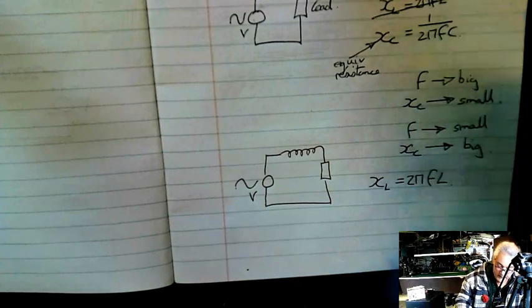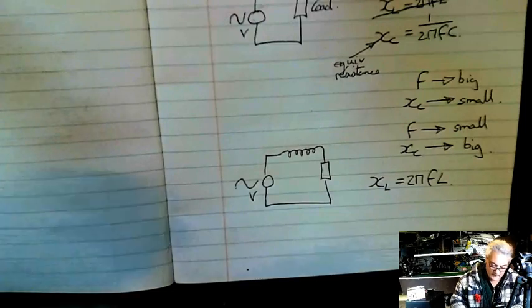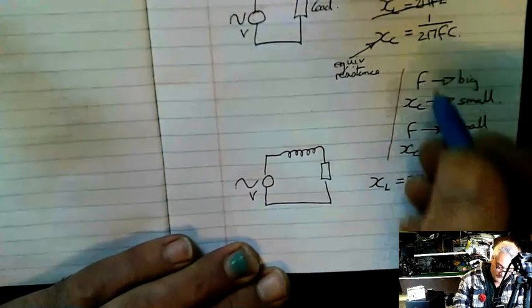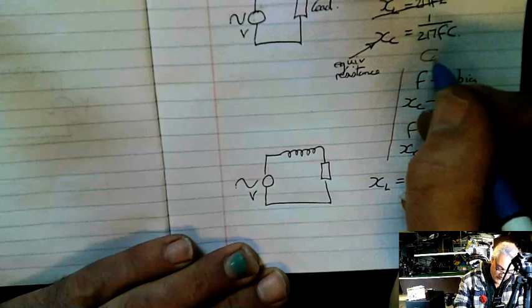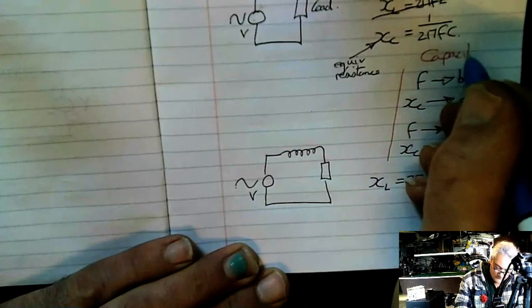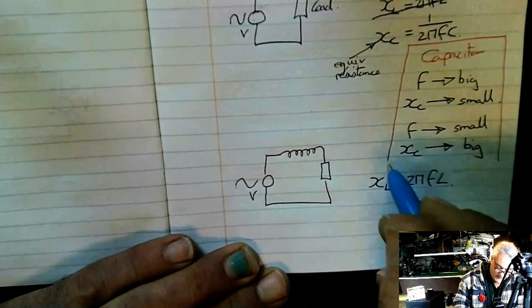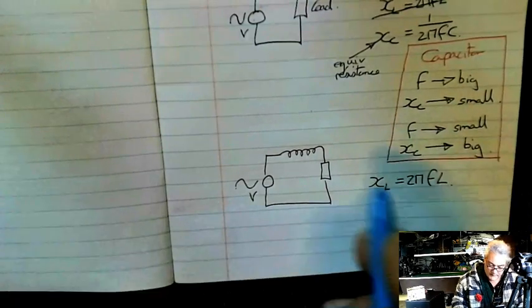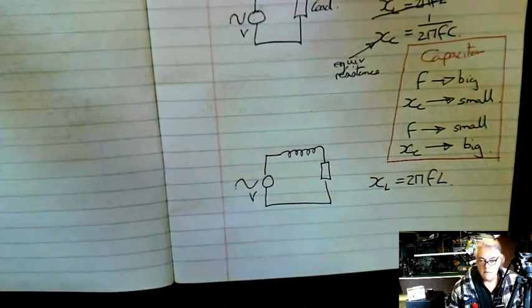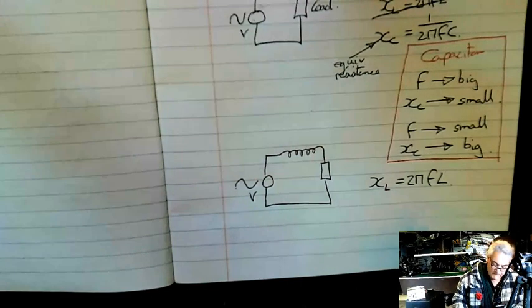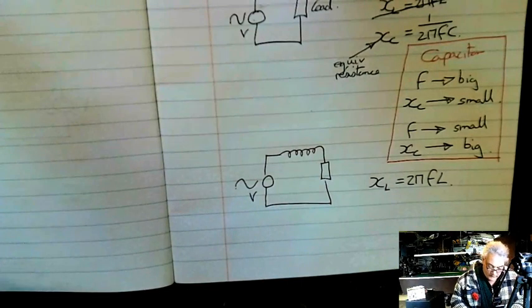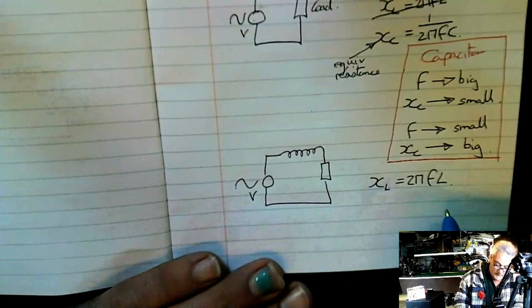Let's do the same as we did here. Let's just draw a box around this. So this is for the capacitor. Apologies for my page planning. I could have planned the page a little bit better. I could have just used a bigger piece of paper, but I didn't. So XL equals 2 pi FL.